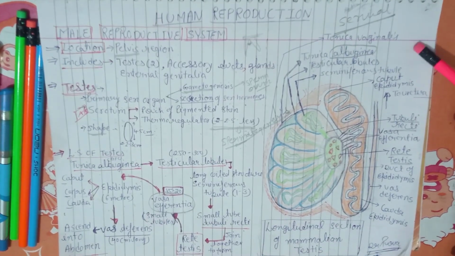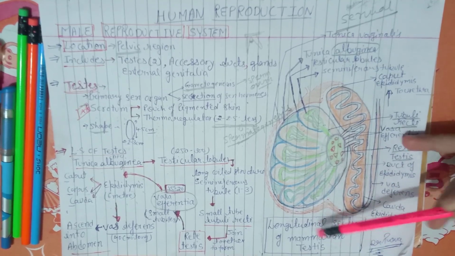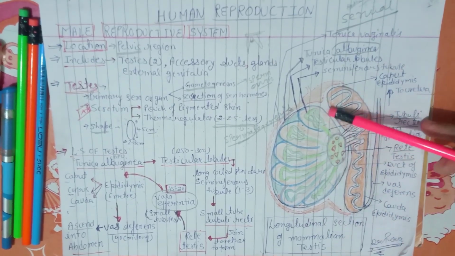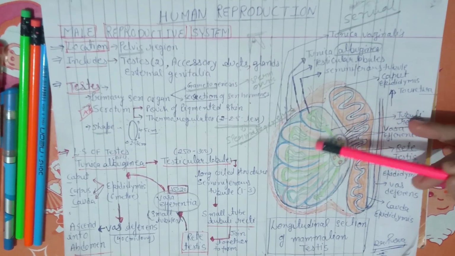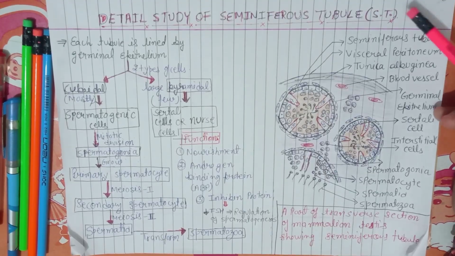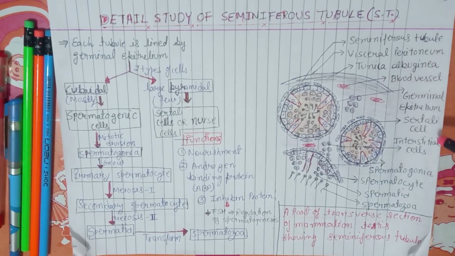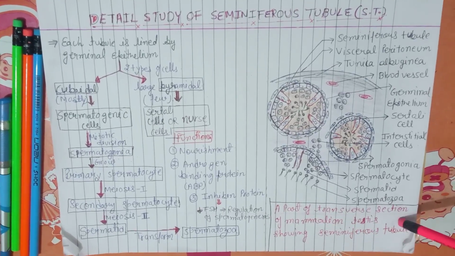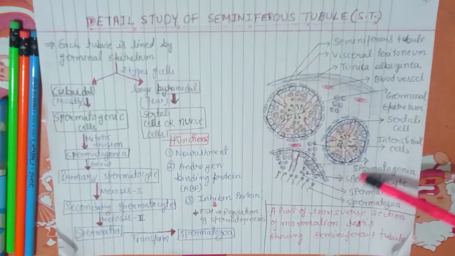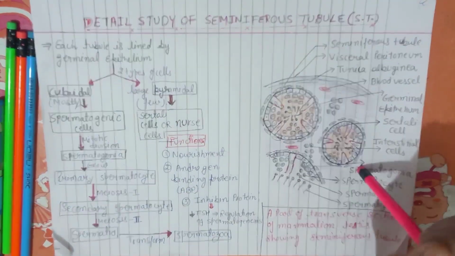Hello my dear students, in our last video we discussed the longitudinal section of the mammalian testes, in which we studied a little bit about the seminiferous tubules, which is a region of spermatogenesis. So in today's video we will discuss the seminiferous tubule in detail. This is a part of the transverse section of the mammalian testes showing the seminiferous tubule. Now the detailed study of the seminiferous tubule.